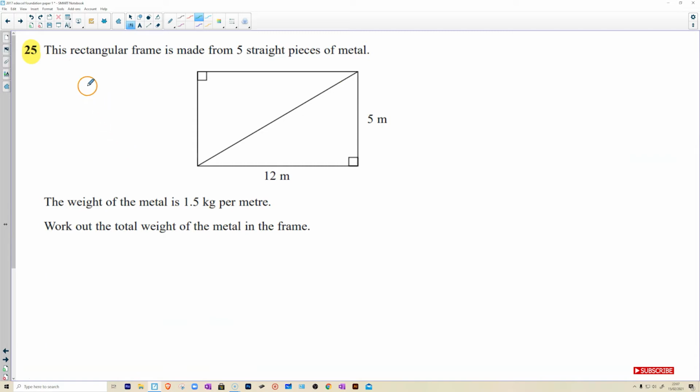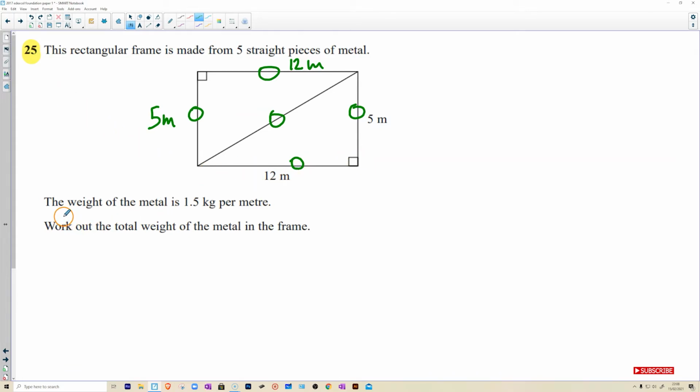Now for 25, we are told this rectangular frame is made from 5 straight pieces of metal. So one piece there, one piece there, one piece there, one piece there, and one piece there. So we know it's rectangular, so that means this side is going to be 5 meters, that side is going to be 12 meters. Now we don't know the size of the diagonal piece of metal, but we are told it's rectangular.